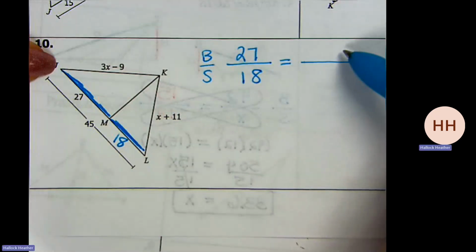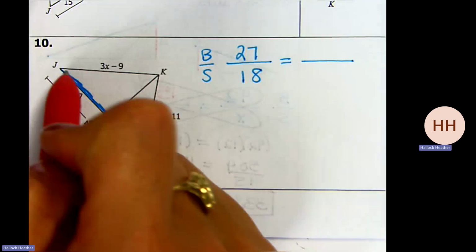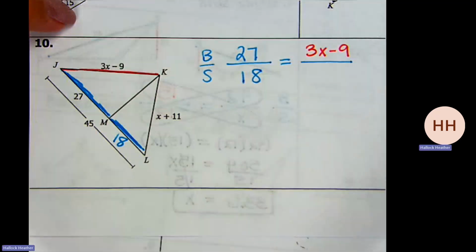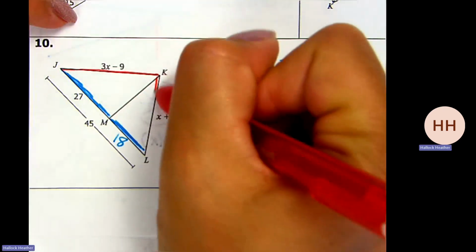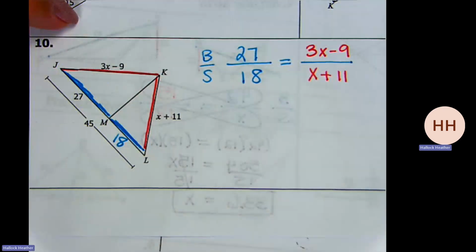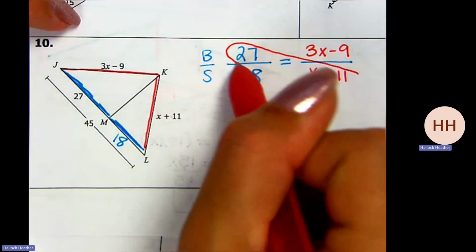Now, what would have to go in the numerator of the second fraction? What's left on the big triangle? 3x minus 9. And what does that correspond with on the smaller triangle? X plus 11. So when you're cross multiplying for this one, you're going to have to distribute. So we'll set it up and then I'll give you a second to try to solve it.